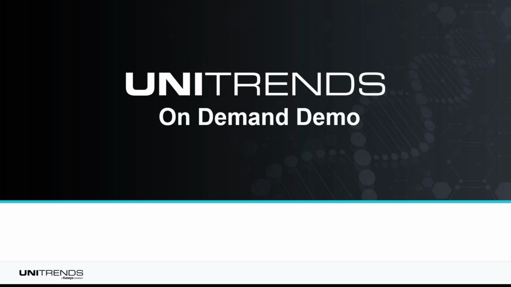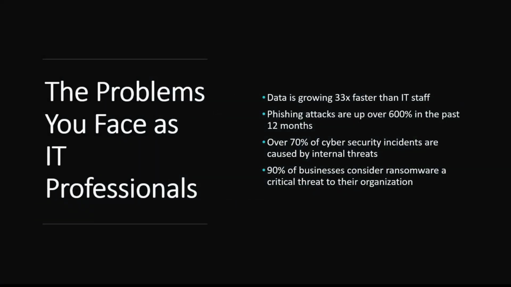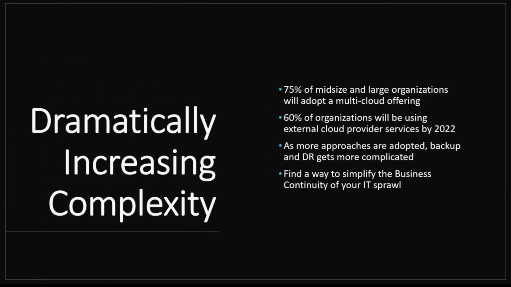Let's get started. So first, here at Unitrends, we've seen a lot of problems that IT professionals are facing. Data has been growing dramatically faster than IT staff, and all sorts of phishing attempts, malware, ransomware have been threatening the productivity of businesses throughout the globe. In fact, 90% of businesses are considering ransomware a critical threat to their organization. And that's not all. With the increased options of SaaS and hybrid cloud solutions, we find that more and more IT staff are responsible for this huge IT sprawl. No longer is data consolidated just to the data center.